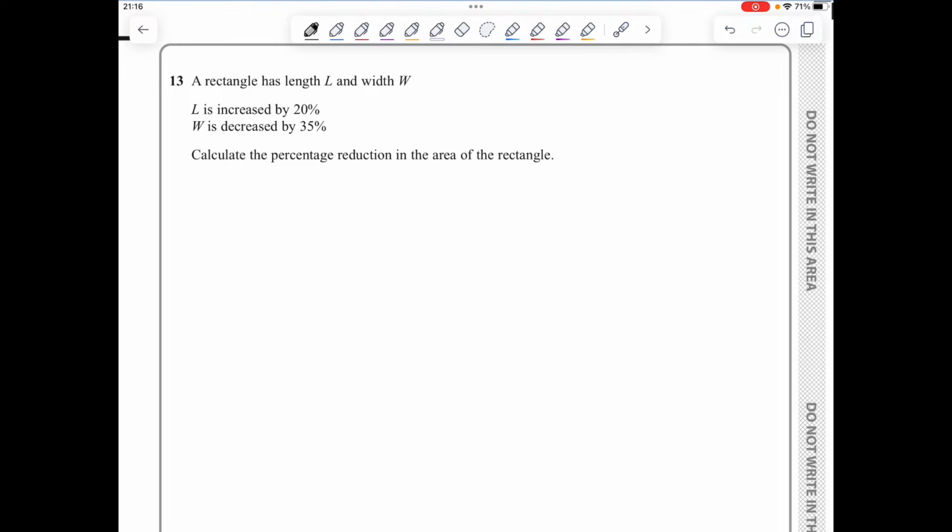For question 13, I will work with the multiplying factors of length and width. Now the length is increased by 20%, which means that the multiplying factor for the length is 120 over 100, which is 1.2 as a decimal. And then for the width, there's a decrease of 35%. This corresponds to a multiplying factor of 65 over 100, which is 0.65.